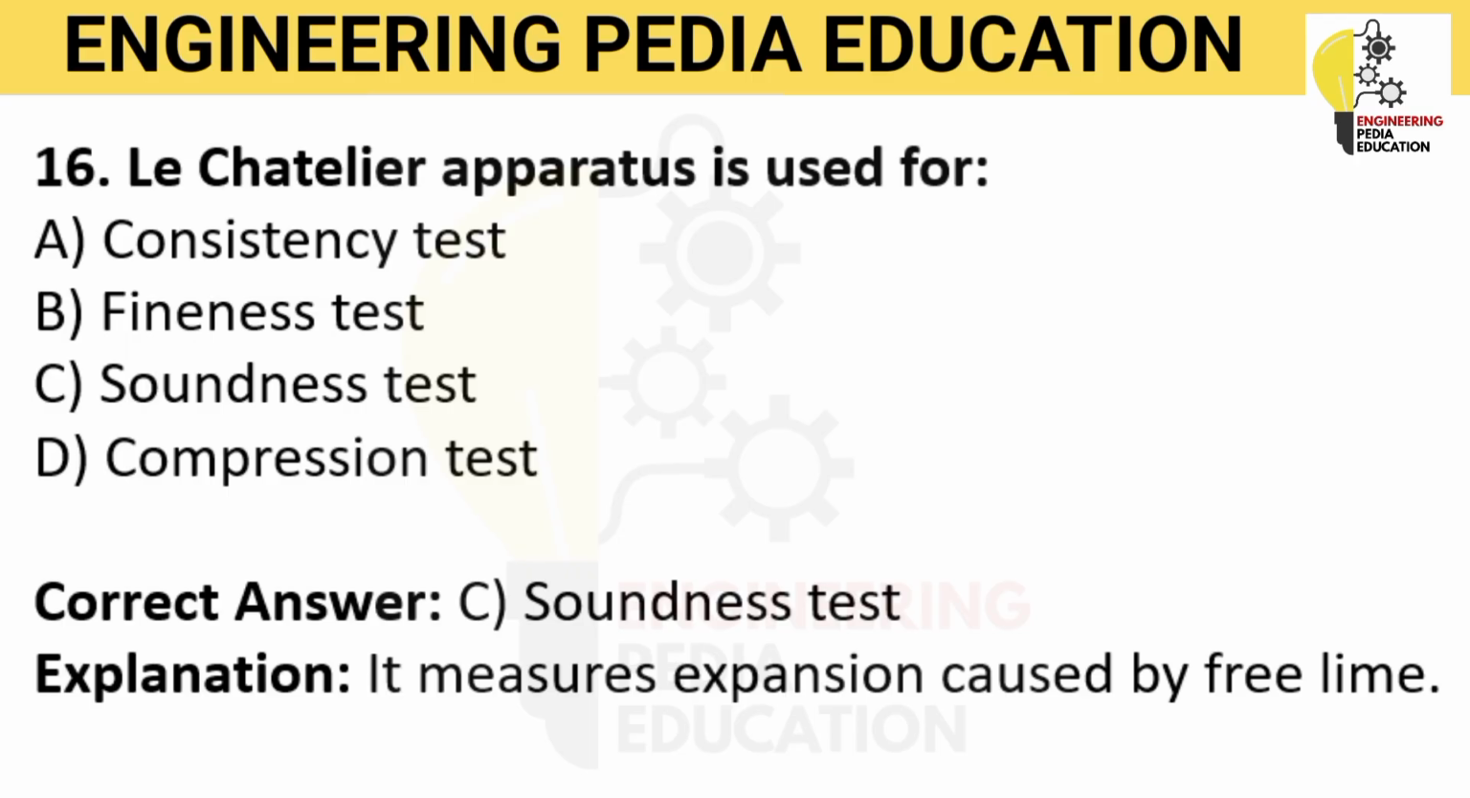In the Le Chatelier test procedure, cement paste is prepared, filled in the Le Chatelier mold, kept in water, and heated to boiling. Expansion is measured. The equipment used is the Le Chatelier apparatus and the test is called the Le Chatelier test, which is used for detecting expansion due to free lime.